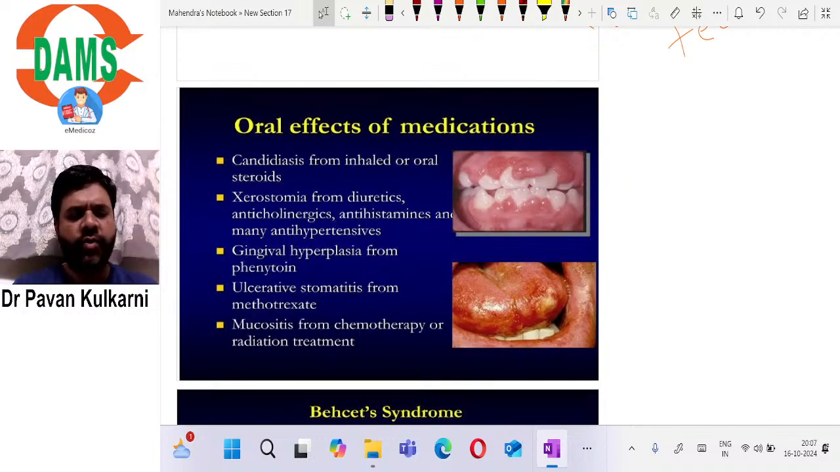Ulcerative stomatitis due to methotrexate. We know that methotrexate, which is an anti-cancer drug, will cause a lot of ulcers in the oral cavity and inflammation of the oral mucosa. That is known as ulcerative stomatitis. And also mucositis. We know that mucositis is an important adverse effect of chemotherapy or radiotherapy. So because of any of these drugs, we are supposed to remember that these are the important adverse effects or oral manifestations that can be seen.